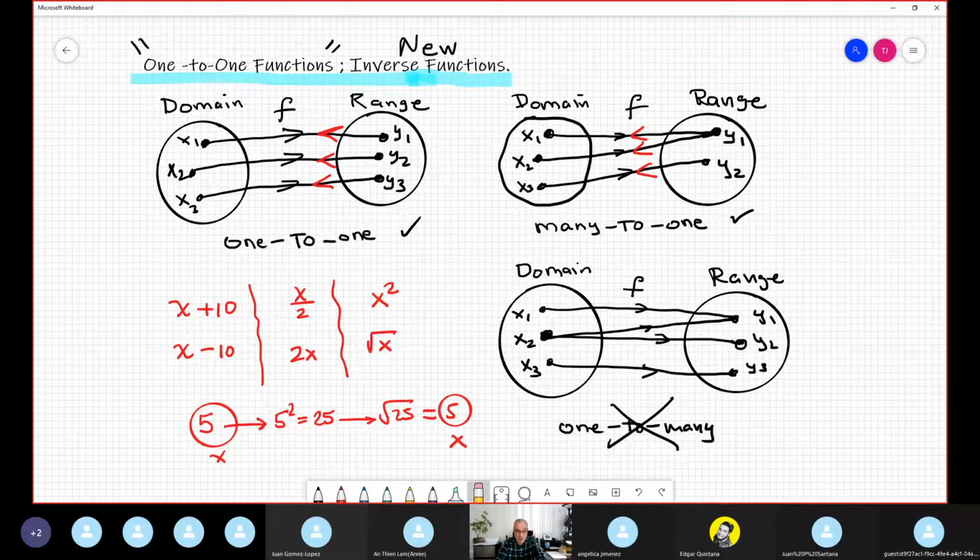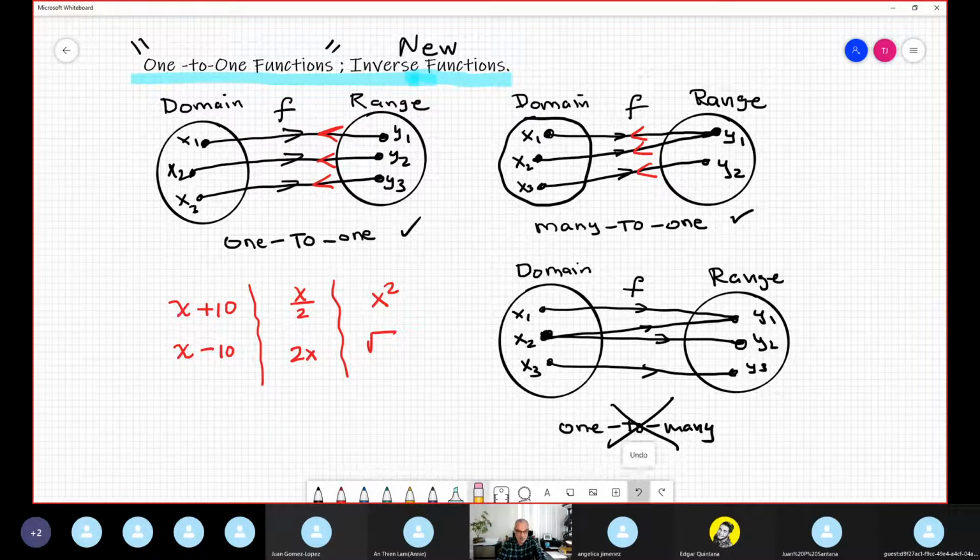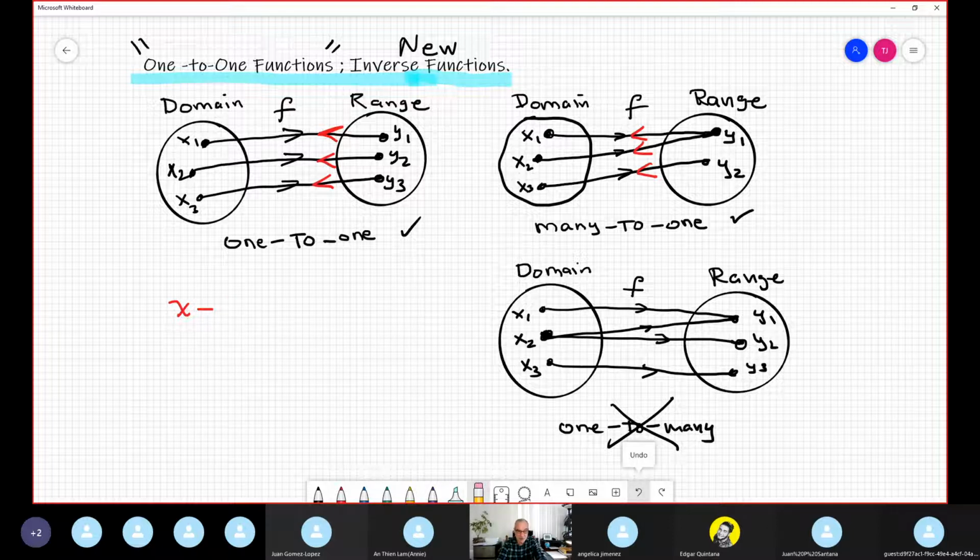Why is it important? Because the functions that we study, exponential and logarithmic, not today, are inverse functions. So this is an important concept to understand the relationship between these special functions we study in the chapter. Exponential and logarithmic functions are inverse functions.